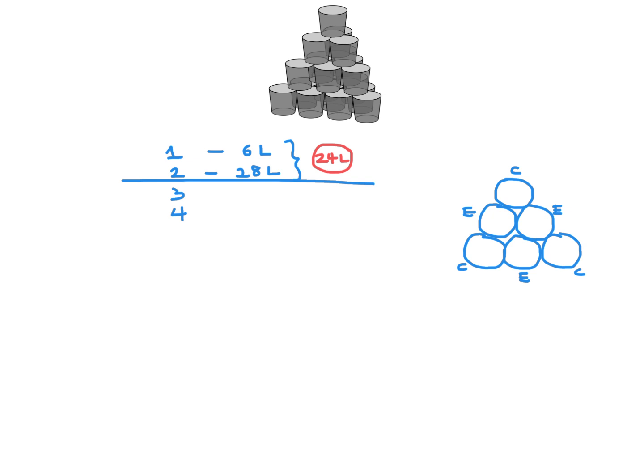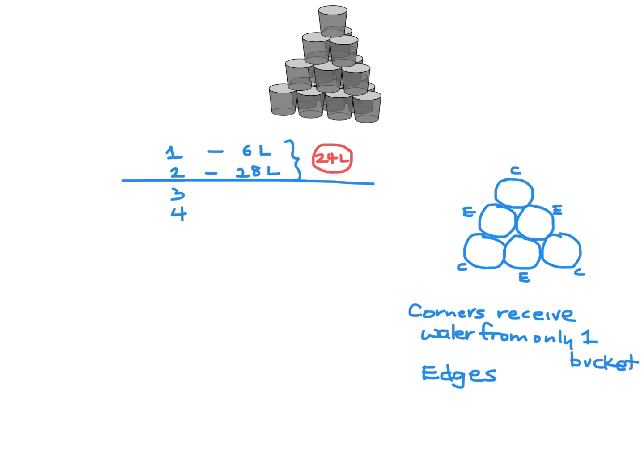Now, the corner ones are going to receive water from only one bucket, and you will see that. So the corners receive water from only one bucket. But the edges, those edge buckets that I label as E, receive water from 2 buckets from above.